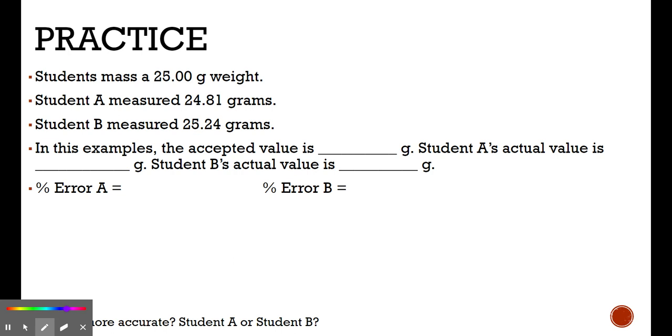So students mass a 25.00 gram weight. Student A measured 24.81 grams. Student B measured 25.24 grams. In this example, the accepted value is what? If you said 25.00 grams, you're correct. Student A's actual value, or what they measured, their measured value, is 24.81 grams. Student B's measured value or actual value is 25.24 grams.